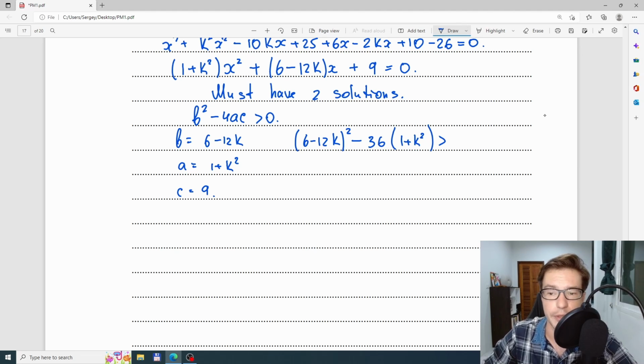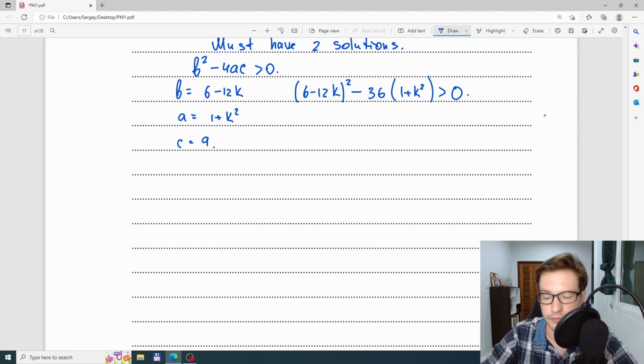(6 minus 12k) squared minus 4 times 9, that's 36, times (1 plus k squared). And that must be bigger than 0. Okay, let's expand the brackets and solve it. We'll get 36 minus 144k plus 144k squared minus 36 minus 36k squared bigger than 0.